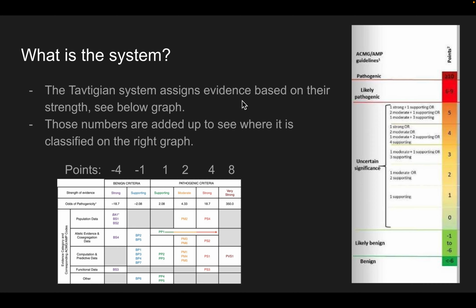The Tavtigian system assigns evidence based on the strength of that evidence. So, let's say you have something that supports it being benign and strongly supports that, that would count as -4 points. Or something that supports pathogenic, but it's supporting evidence, not very significant, that would count as 1 point. So all of that is then added up and then placed on this line over here; these points basically determine where it is. So, let's say you have 5 points in total, then you would be uncertain significance. And if you had -2, you'd be likely benign.